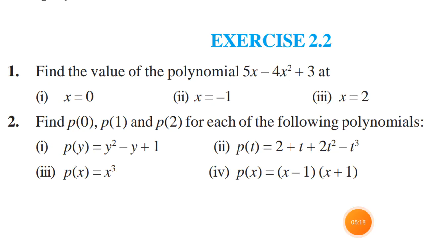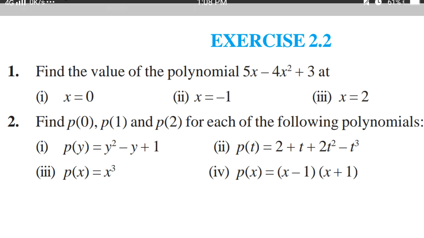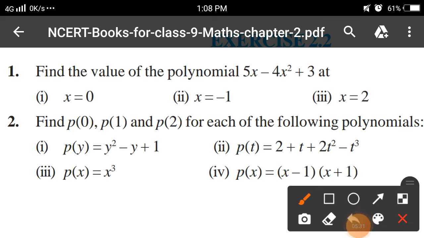Next you have second main question. Find p of 0, p of 1, p of 2 for each of the following polynomials given below here. If you guys can see, I have p of y as y square minus y plus 1 here. So for this polynomial I have to find these three given values, p of 0, p of 1 and p of 2.